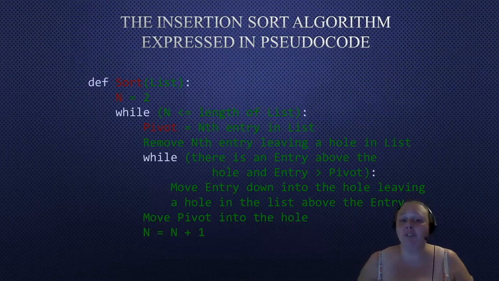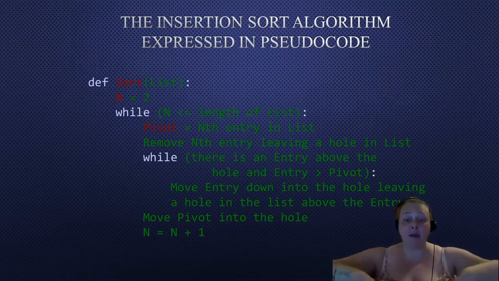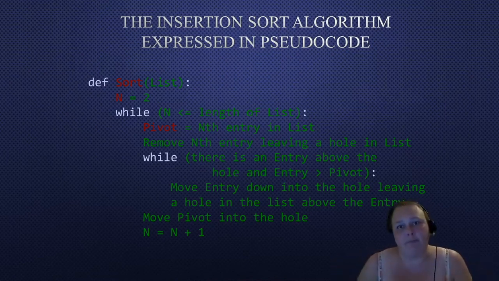So we're defining a sort, and we're sending it a list. I'm giving n, which is a number, the number 2. So your initialization is that n equals 2. Remember those 3 steps: initialize, test, and then modify? Now I'm going to do the test. While n is less than or equal to however many things I have in that list, I'm going to take the value out, and I'm going to put it in pivot.